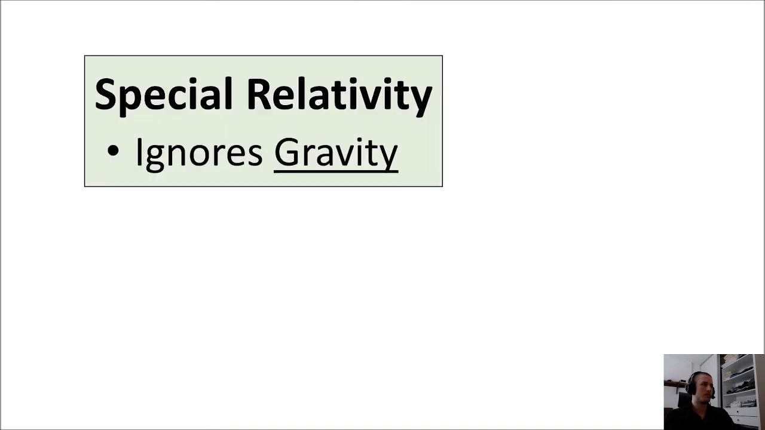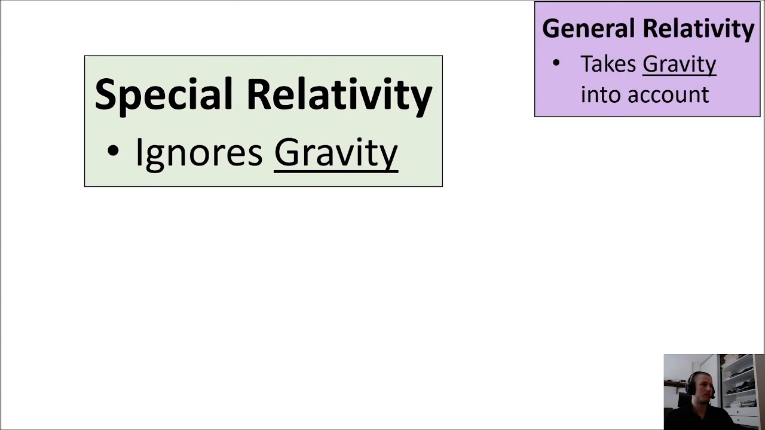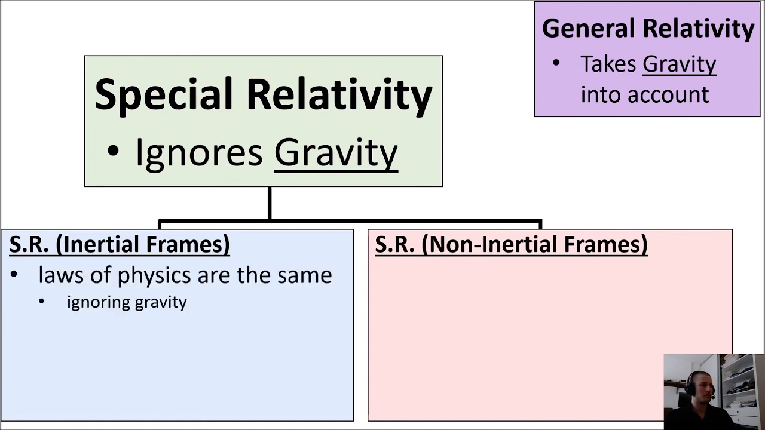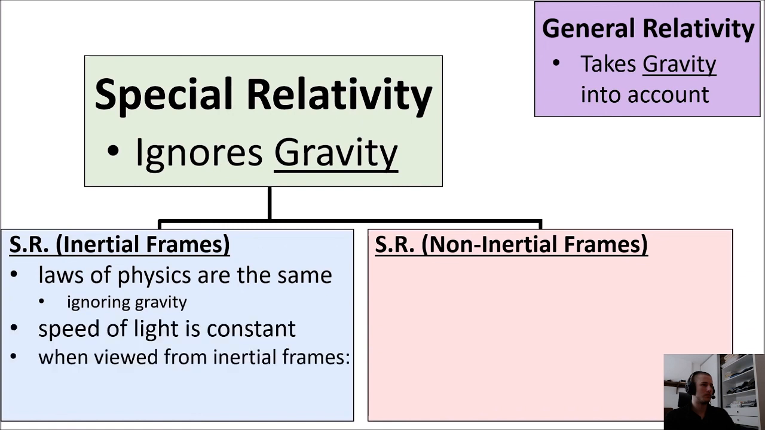But the point is that the main difference between special relativity and general relativity is that special relativity ignores gravity, whereas general relativity includes gravity. Special relativity cannot deal with gravity, but there's no rule that says special relativity can't deal with acceleration or non-inertial frames. That said, special relativity treats inertial frames and non-inertial frames as fundamentally separate situations. In inertial frames, the laws of physics, ignoring gravity, are all the same, and the speed of light is constant. When viewed from other inertial frames, they have constant velocity and have straight-line coordinate systems.